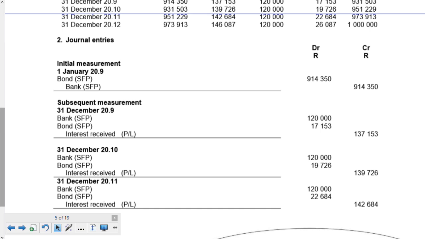My initial amount was 914,350. If you do 15% on that balance, that's what gives you the 137. Then the next year, the amount grows. So it goes from 913,350 plus the 17.